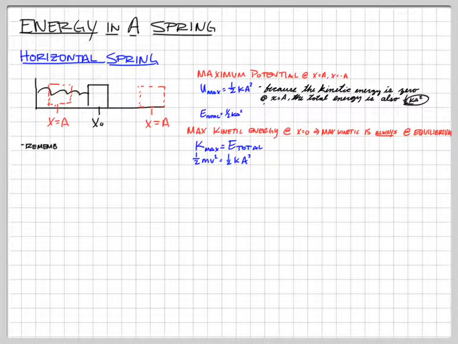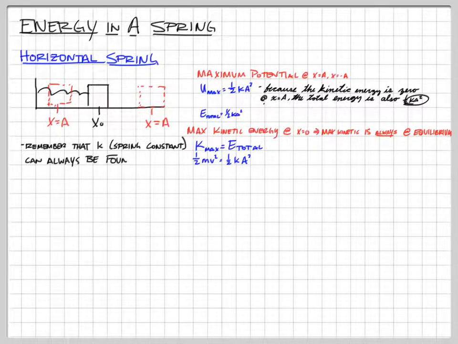Now, some things to remember. Remember that the spring constant, we can always find that if we have the period. We can always find that from the period for a spring, T equals 2 pi square root of m over k. And we'll do an example of that at the end. This is what we do with a horizontal spring.